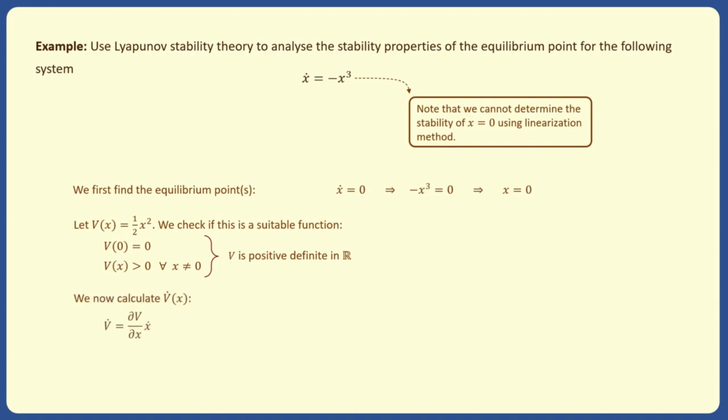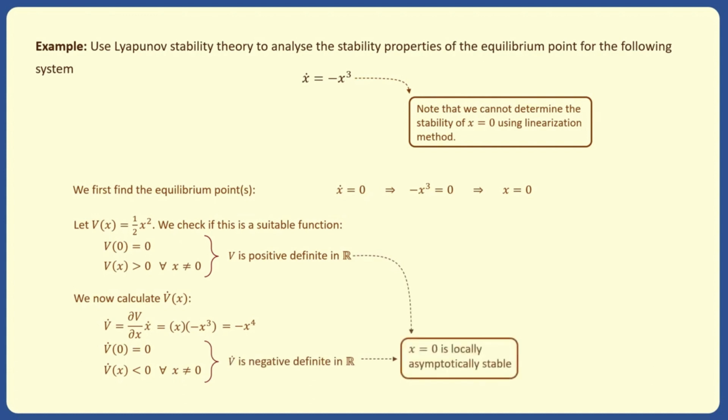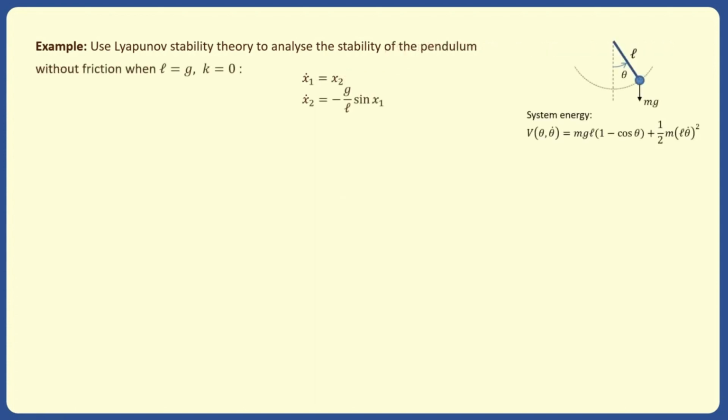We then calculate the time derivative of V using the chain rule. As we know, V dot equals the partial of V with respect to x times x dot. The first term is x and the second term is obtained from the dynamic model of the system. So V dot equals minus x to the fourth, which is 0 at 0 and is negative for all non-zero x. So it is a negative definite function in R. Using the Lyapunov stability theorem, we can conclude the origin is asymptotically stable.